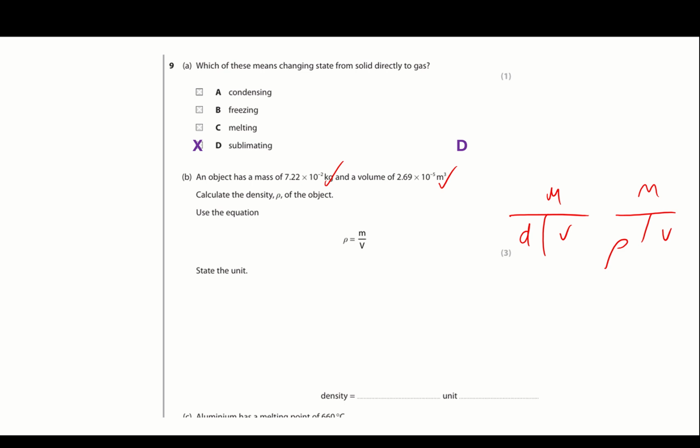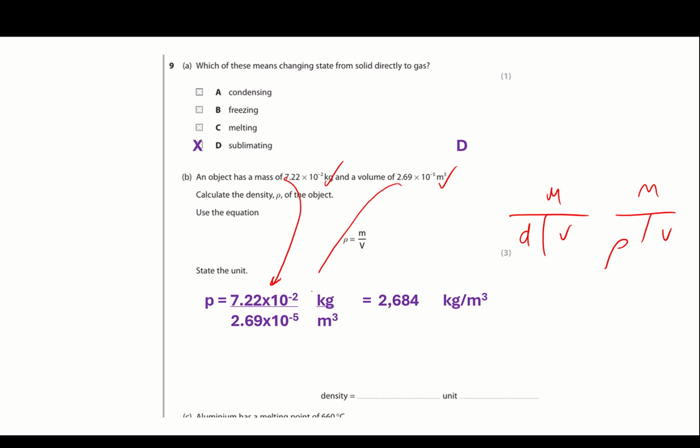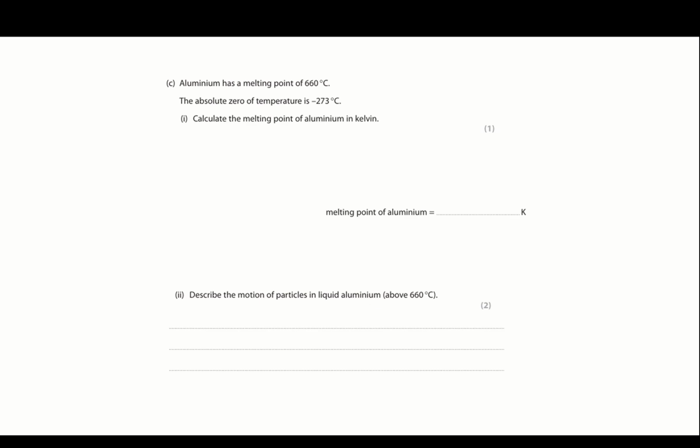Calculate the density, so we know it's going to be mass divided by volume, so let's take the right numbers. So you can see there's my mass, there's my volume, divide it, what have I got? For my unit, kilograms divided by meters cubed, so my unit will be kilograms per meters cubed. So 2684 kilograms per meters cubed. So that's quite nice. Go on to the next one.